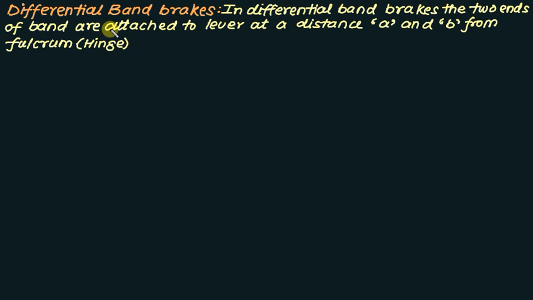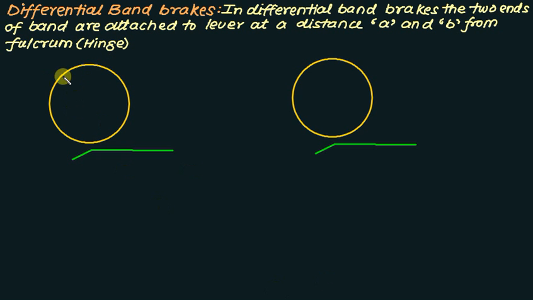The second type of band brake is called the differential band brake. In a differential band brake, the two ends of the band are attached to the lever at distances A and B from the fulcrum, that is, from the hinge. This I will show you now. So here this is the drum and this one is the lever, this is a single piece, and this one is the drum and this is the lever, again a single piece. We have a hinge at this point.